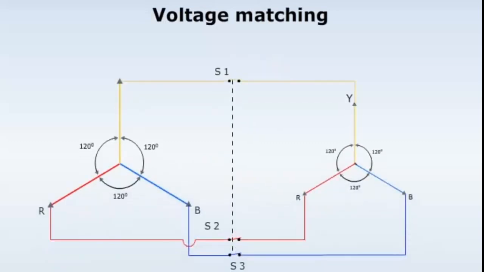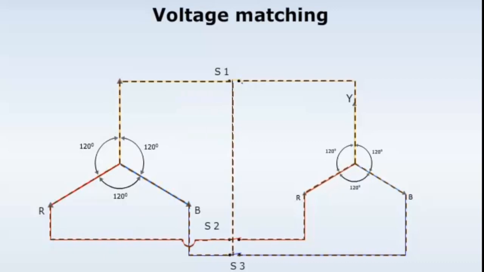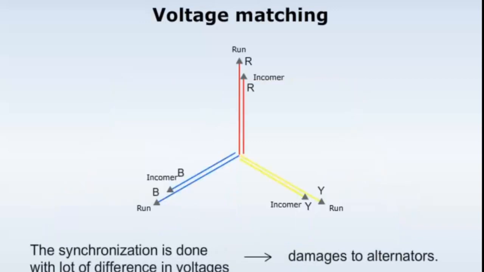If there is a difference in voltage levels of more than 5%, then there will be a flow of large amounts of circulating currents in the internal circuit connecting the two alternators. If the synchronization is done with a large difference in voltages, it may cause damage to both the alternators.